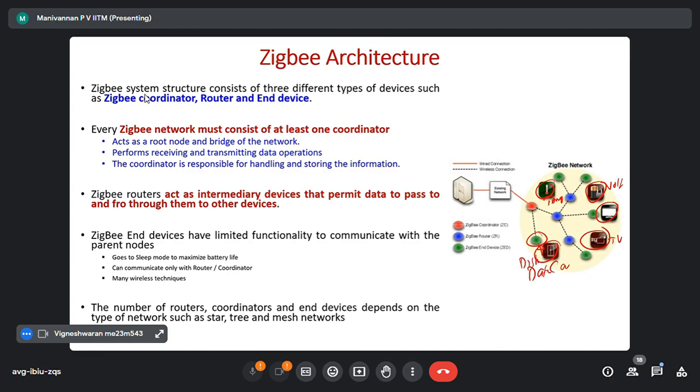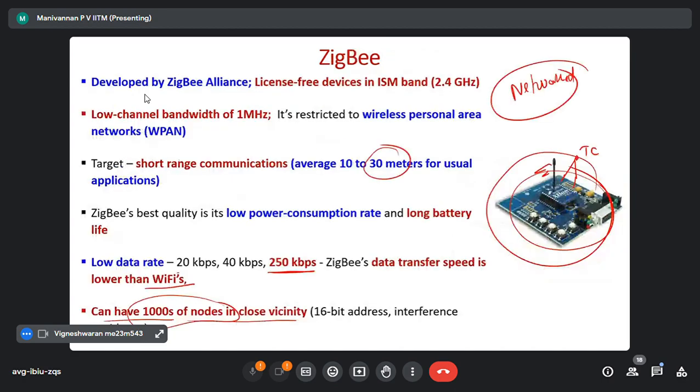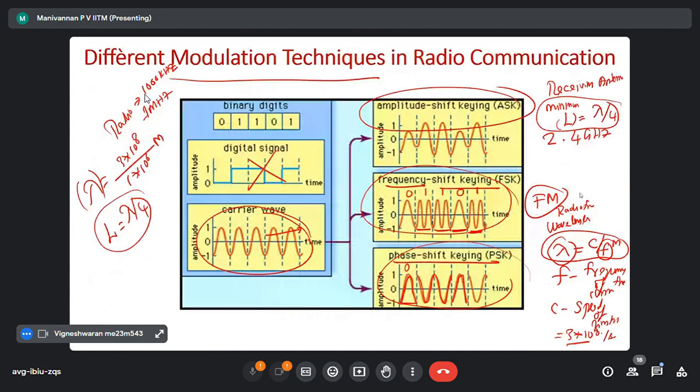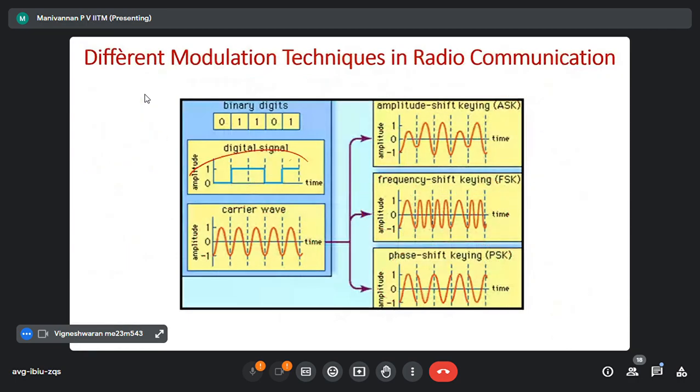All the devices are sending digital data to the end device. Then it does the modulation. Please note that Zigbee also has a modulator. It is a wireless communication device. It has a modulator inside. The digital data coming from the device will be modulated like this. This is the digital data. This is the carrier. The carrier is generated inside each Zigbee device. There's a carrier generator there.